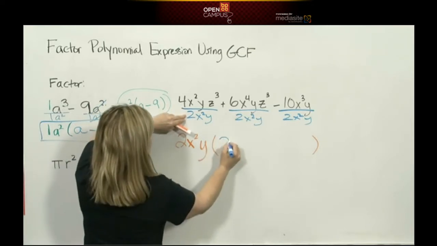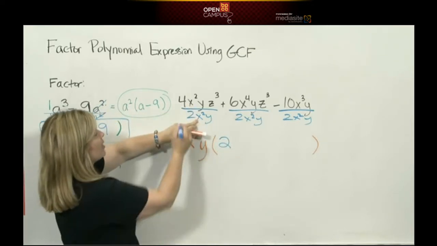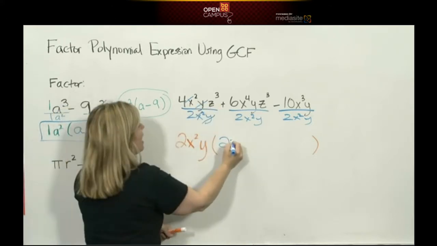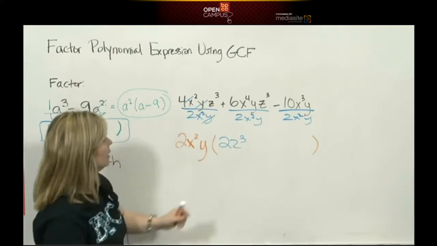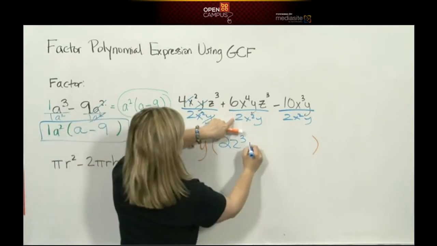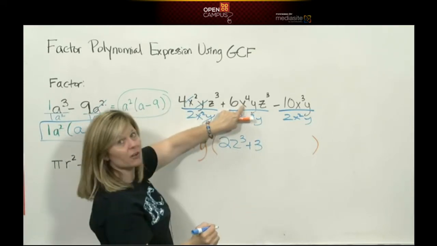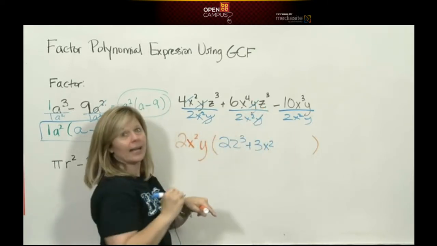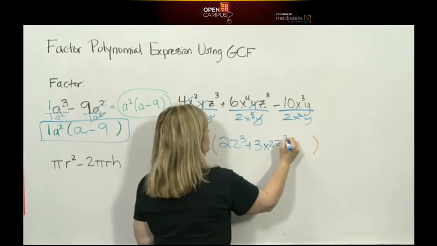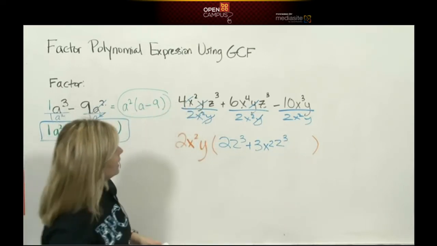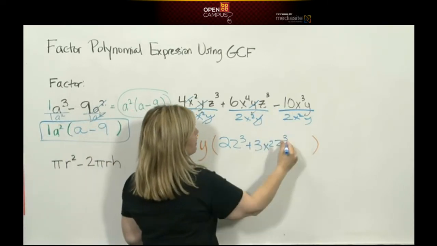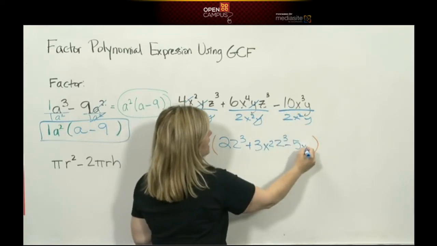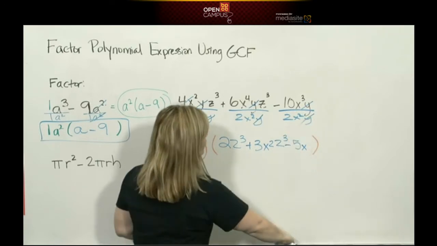4 divided by 2 is 2. X squared divided by x squared cancels out. Y squared divided by y squared cancels out. And then I have the z cubed. Positive 6 divided by 2 is positive 3. X to the fourth divided by x squared is x squared. Y divided by y cancels out, and I still have the z cubed. Okay? Negative 10 divided by 2 is negative 5. X cubed divided by x squared is x. Y divided by y cancels out.